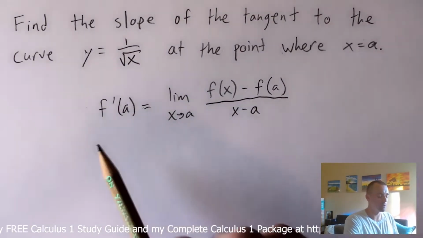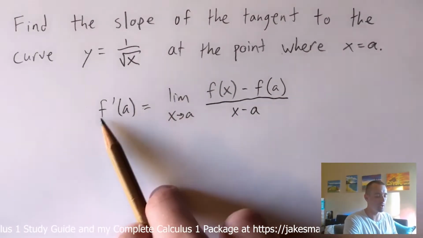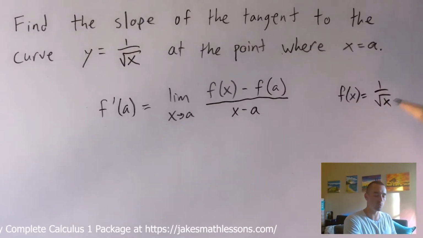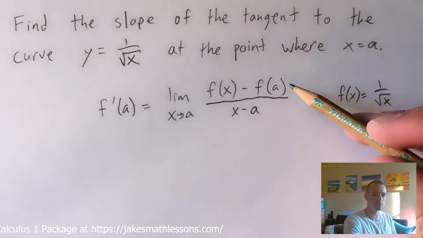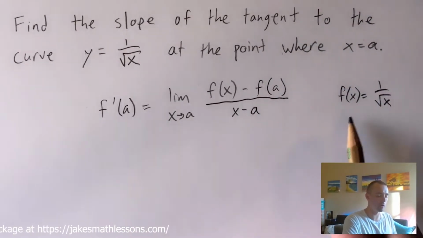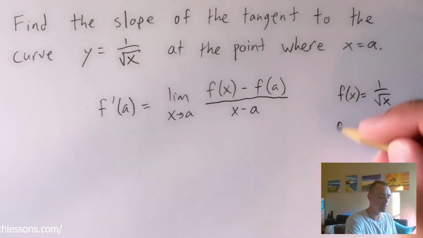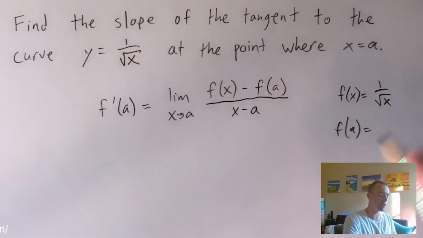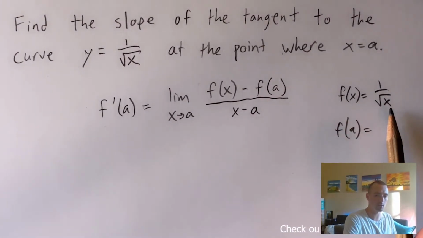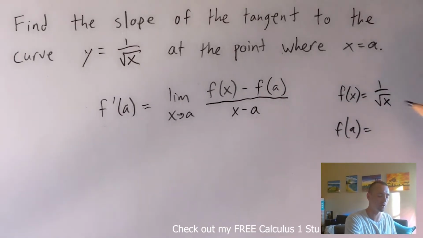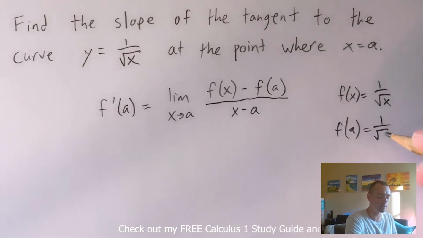And all we're really going to do now is use our function, f of x, 1 over the square root of x, in this formula here. So really, we already know our f of x is 1 over root x. The only other piece we need to figure out is f of a. Well, to figure that out, all you have to do is go to your function f of x, and wherever you see an x, just replace it with an a, whatever's in the parentheses here. So that just gives us 1 over the square root of a.